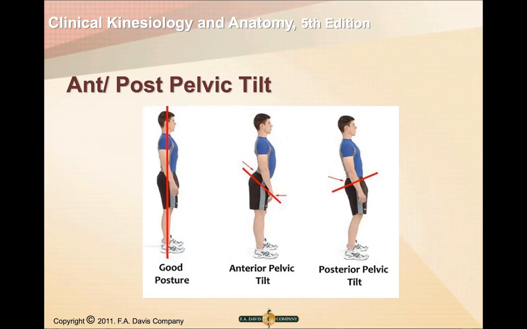The way that I can tell, if it's not visually obvious, is I will get from the side and palpate the ASIS and the PSIS, and whichever is higher or lower lets me know which way the pelvis is rotated. So remember, if the ASIS is lower than the PSIS, you're in anterior pelvic tilt. If your ASIS is higher than your PSIS, you're in a posterior tilt.